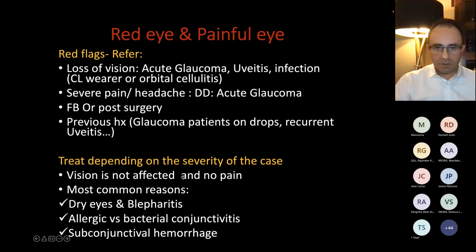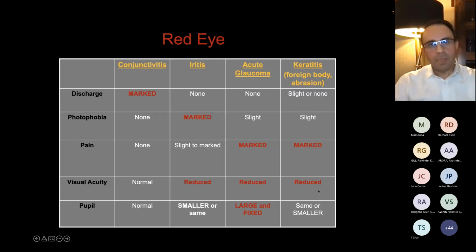If the vision is not affected and there is no significant pain, the most common reason here is dry eye with blepharitis, allergic or bacterial conjunctivitis, or even viral conjunctivitis, subconjunctival hemorrhage. So these are usually the most common reason for red eye without pain and without loss of vision. As you can tell from this slide, every single disease has its own marked symptom.